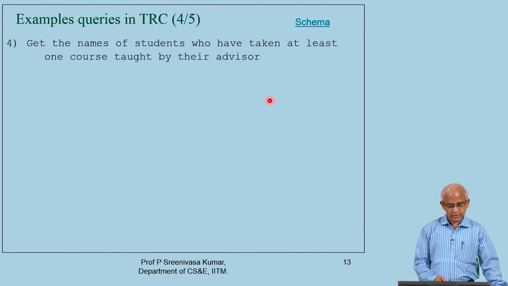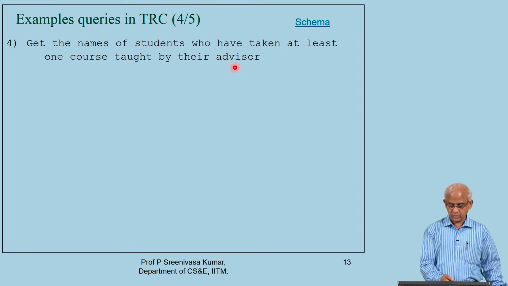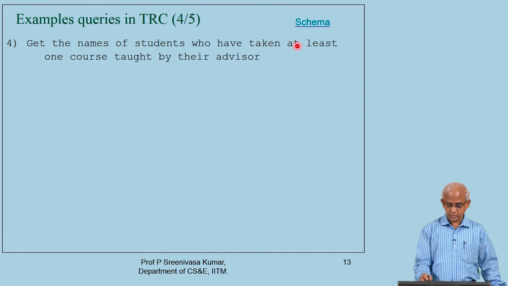Now, here is another example. Get the names of students who have taken at least one course taught by their advisor. Recall that each student has an advisor, and we are now looking for students who have enrolled for a course which has been taught by their corresponding advisor.